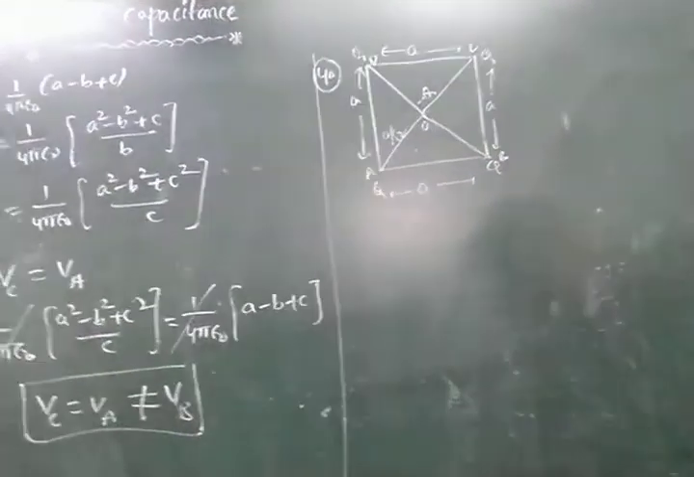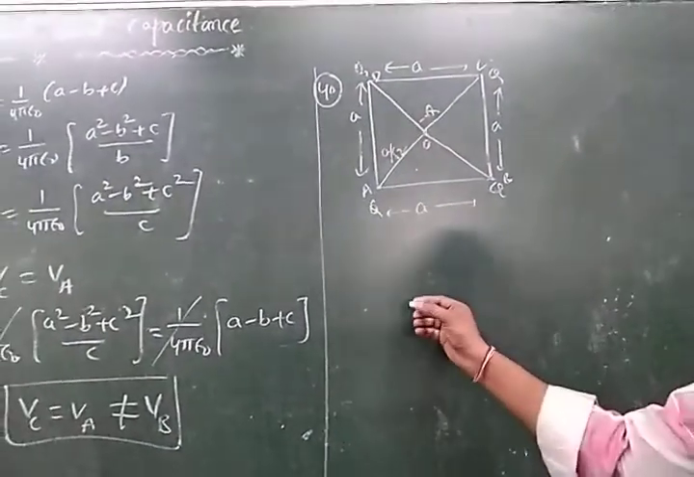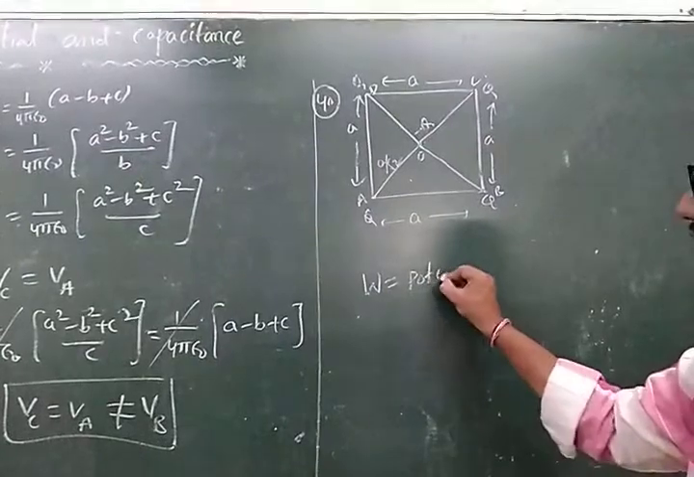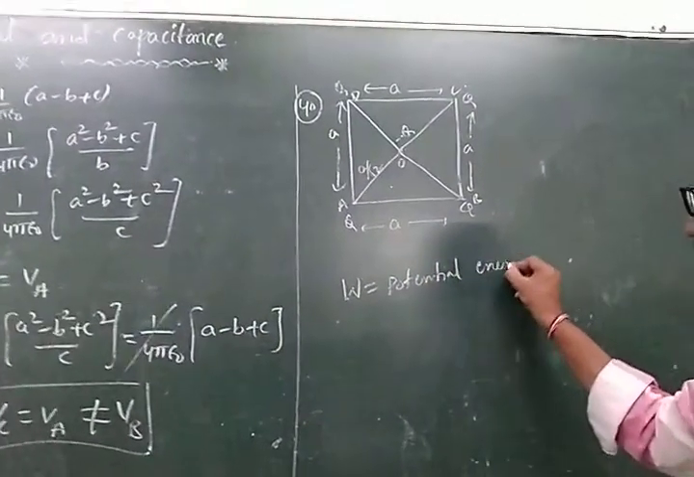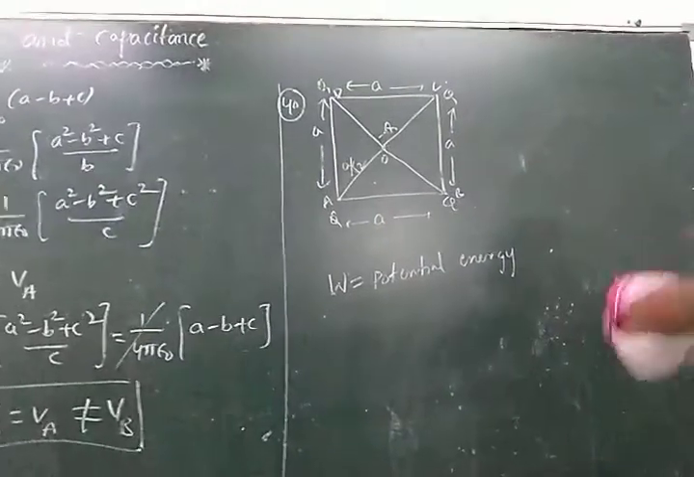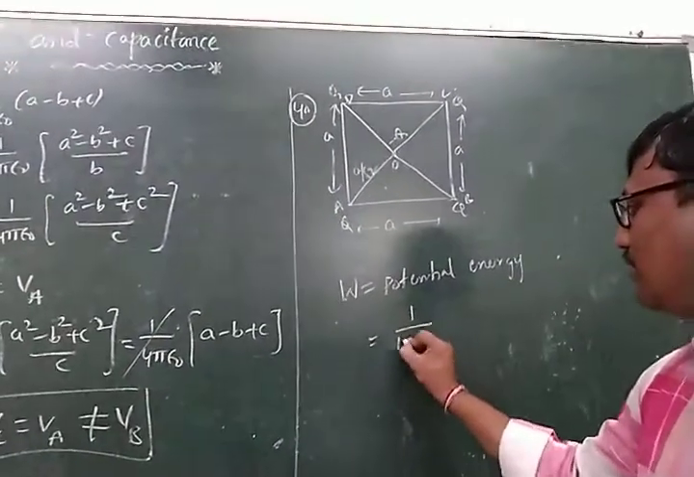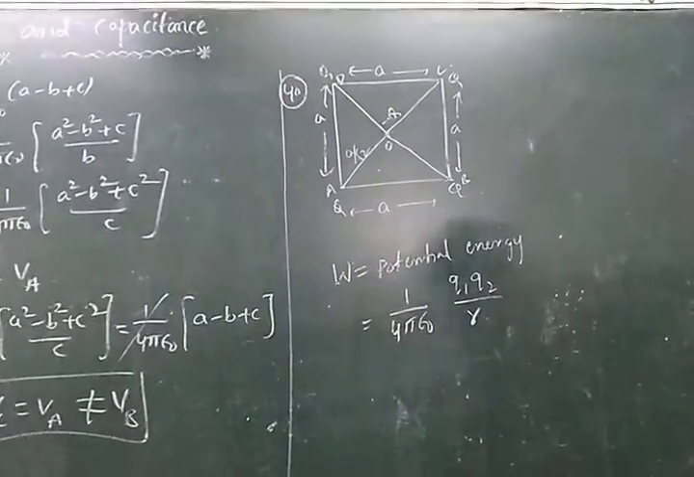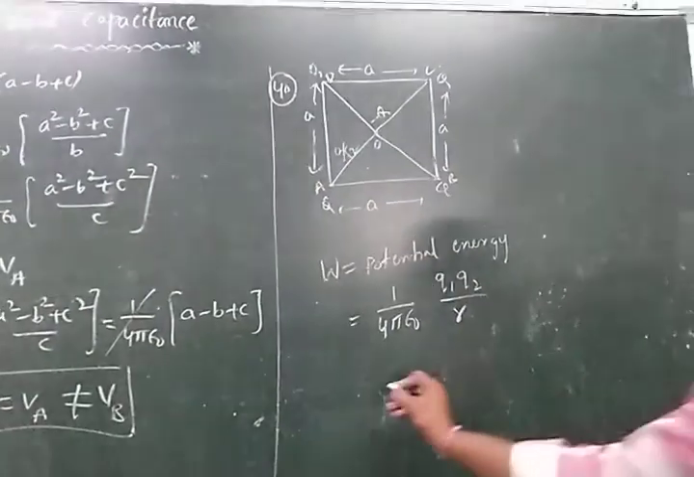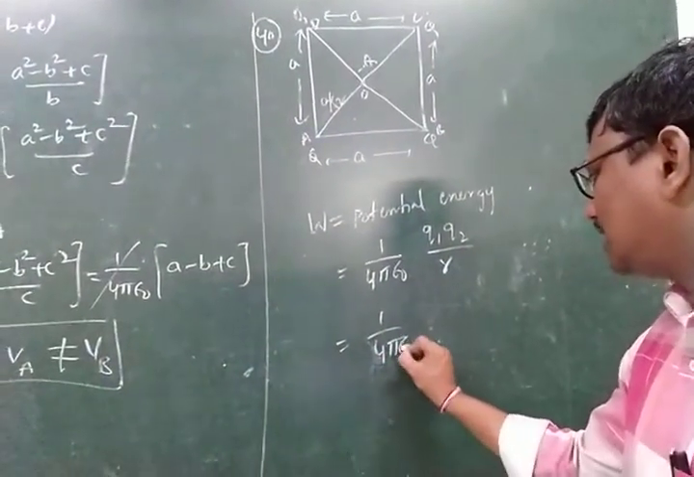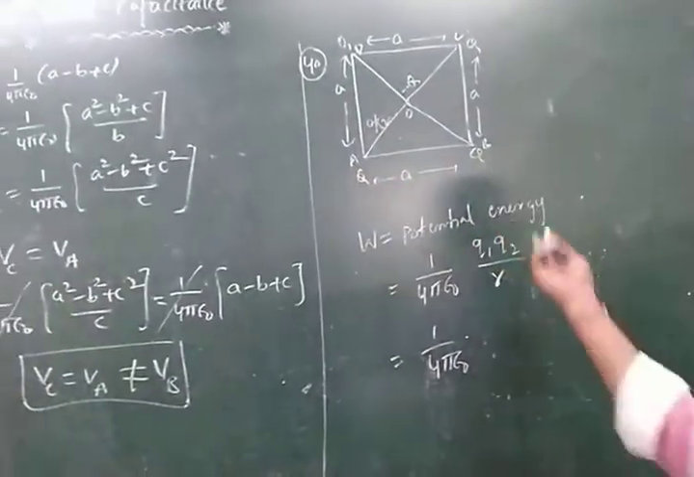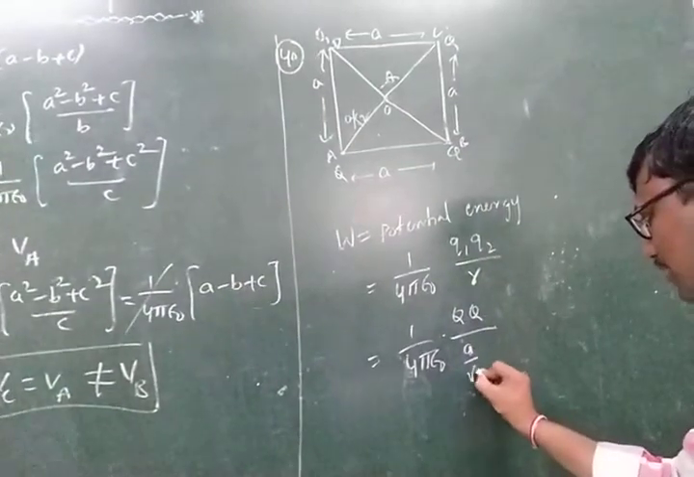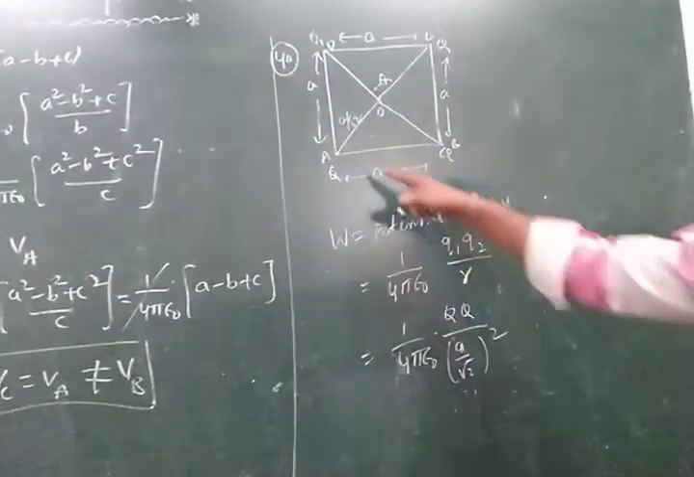Then find out the work done in moving the charge. Work done W is nothing but the potential energy. The formula for potential energy is 1 by 4 pi epsilon naught Q1 Q2 by R. Here Q1 and Q2 are the same charge, Q into Q by R, where R is equal to the distance A by root 2 whole square. Now how many sides do we have in total?